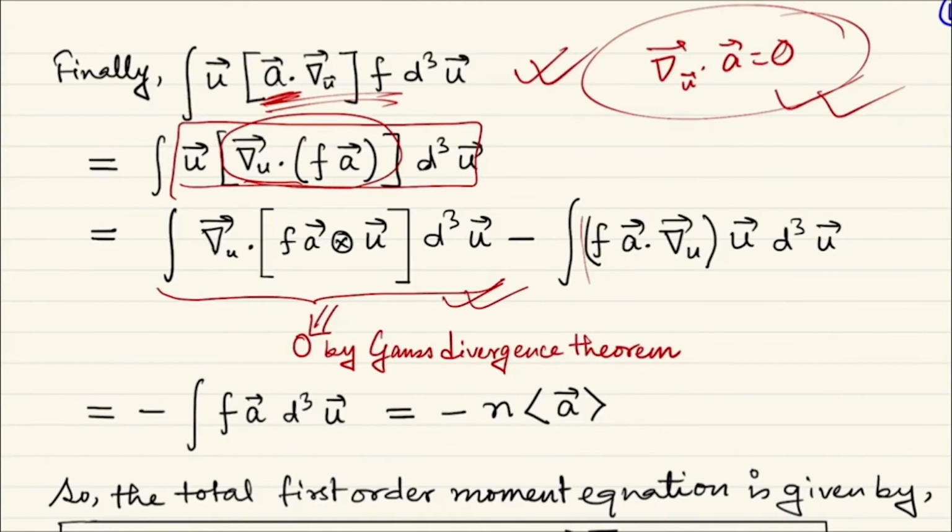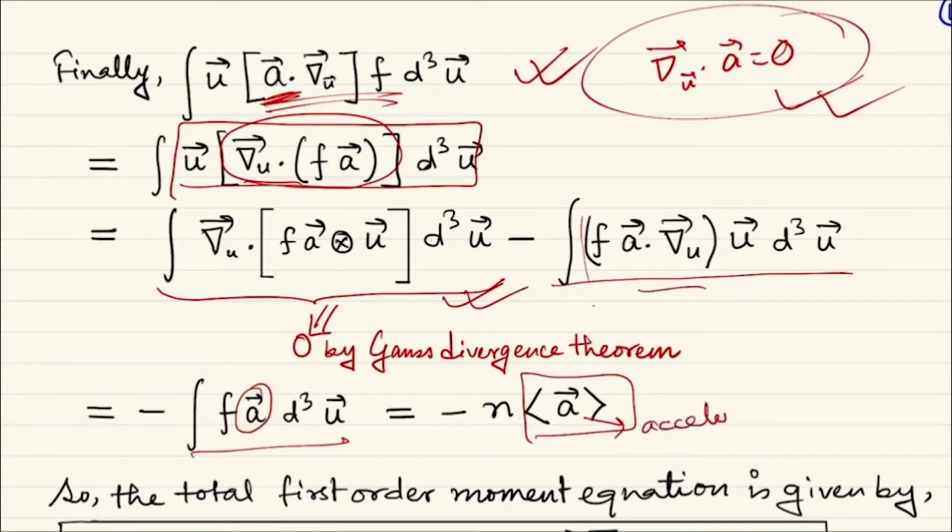Okay. What about this? This is easy. You can just expand and check. This is equal to minus the integration of fA d³U. And any quantity that is integrated with f d³U is nothing but n times the angular bracketed average of that quantity. So it will be minus n times the angular bracketed A. A is nothing but the acceleration.